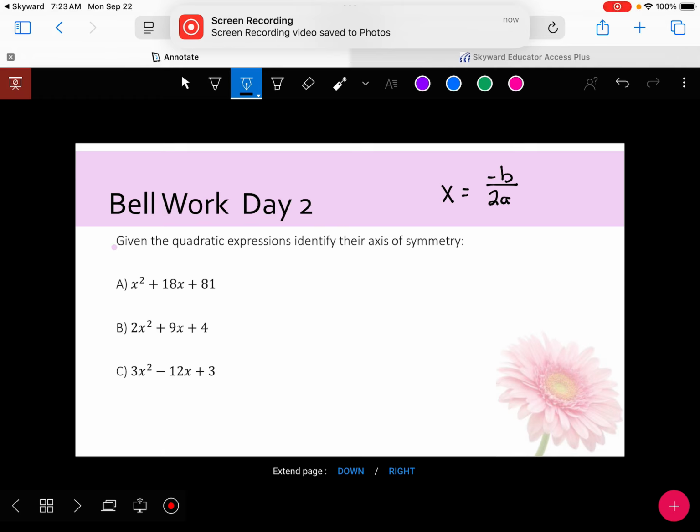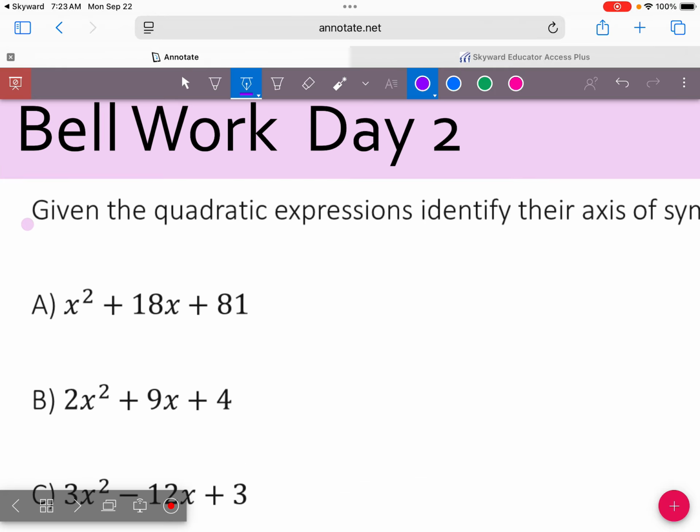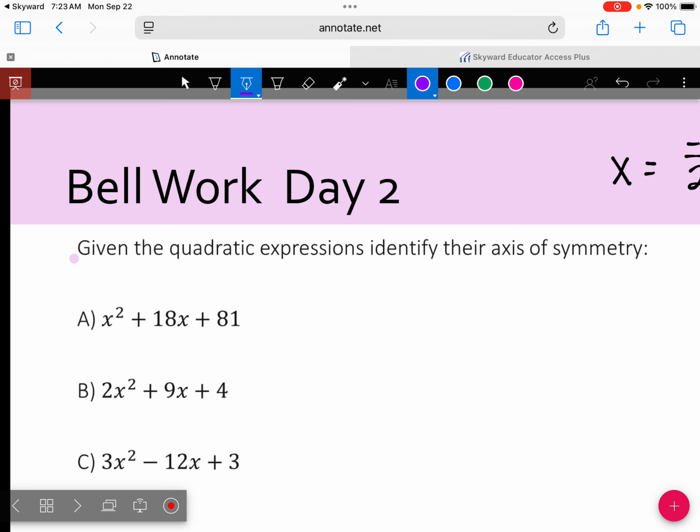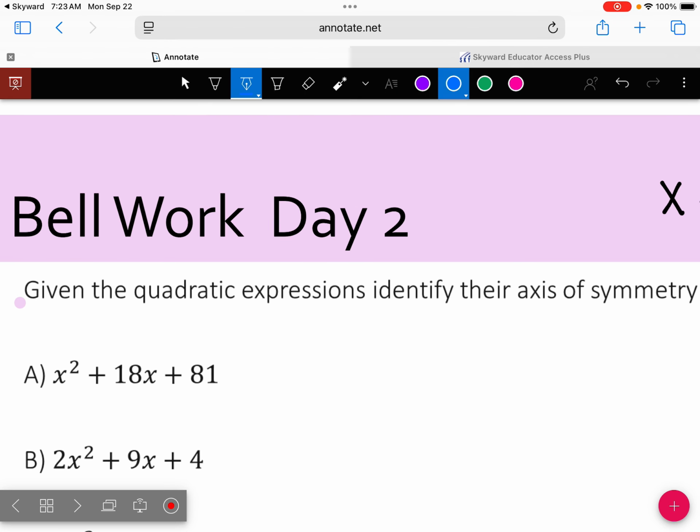All right. Let's take a look at these, see if we can come up with our axis of symmetry. Remember, that's the line that goes through our vertex. Awesome. So we're using this formula up here, our minus b over 2a. Looking at these guys, on this first one here, what is our b value?